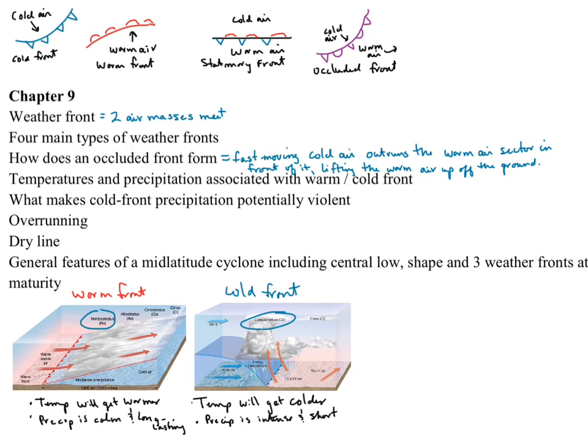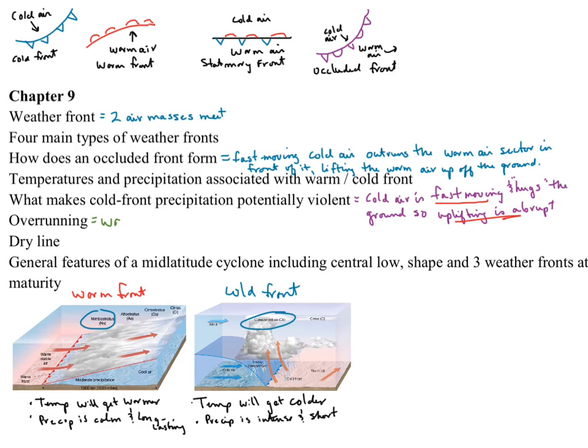All right. So what makes those cold fronts potentially violent? One is that cold air is moving very fast, and the other is that basically that cold air is hugging the ground, and so it has a very abrupt, what we call transition zone, not much of a slope at all.